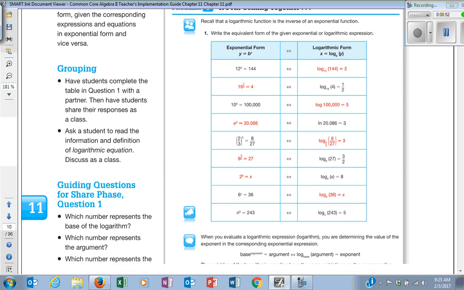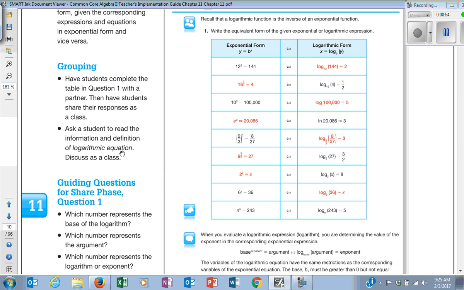So this chart in the beginning, you're just again reviewing how to switch back and forth. The way that I like to do this is I like to go this times this gets me back to here. And that's what you should be doing for each one of these. And so remember, this is always going to be the base. This is called the argument, and that is called the exponent.